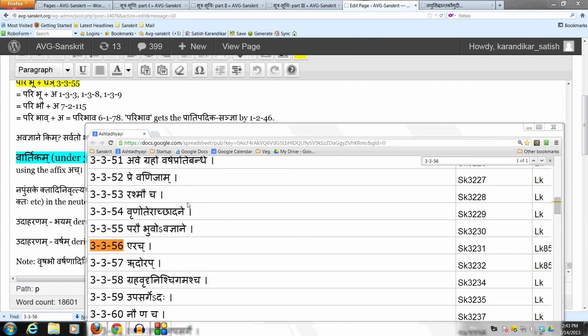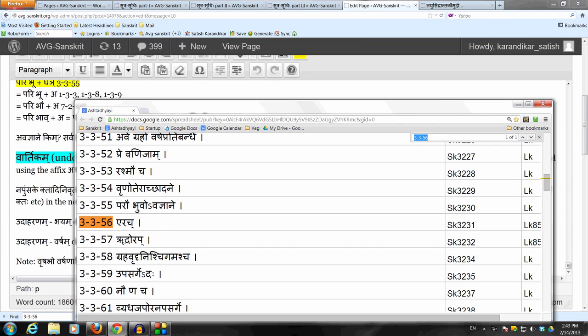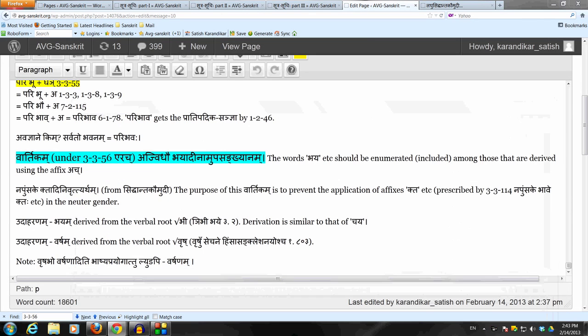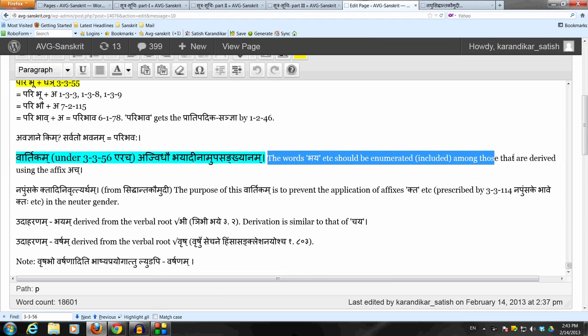Let us now take a quick look at a Vartikam which is listed under the Sutram 3.3.56 Rach. This Vartikam states Aj vidhau bhayadinam upasankhanam. What it means is that the words bhaya etc. should be enumerated, which means they should be included among those words that are derived using the affix ach.